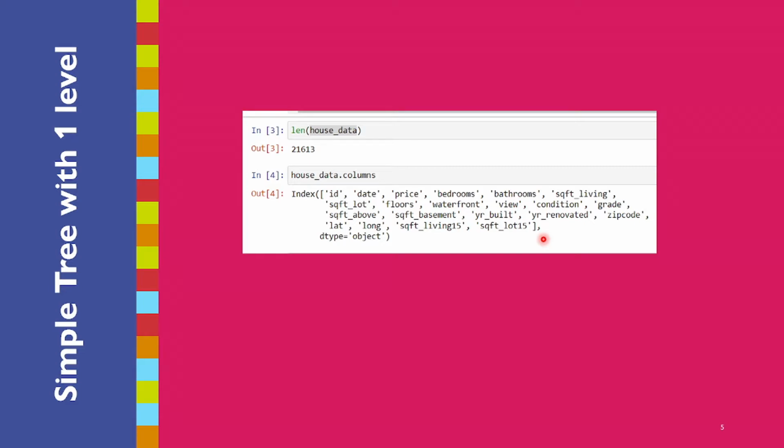What we will do is predict the price given all these other columns like bedrooms, bathrooms, square foot living, square foot lot, floors, waterfront, view, condition, grade, square foot above, square foot basement, year built, year renovated, zip code, latitude, longitude, square foot living 15, square foot lot 15. So these are the columns that we will use to predict the price of the house.